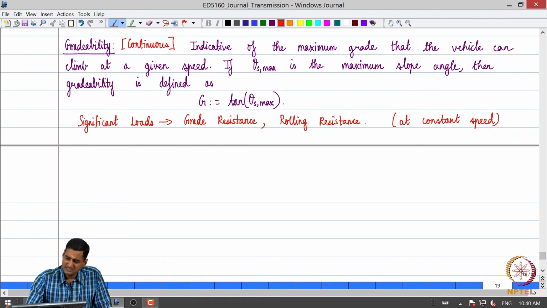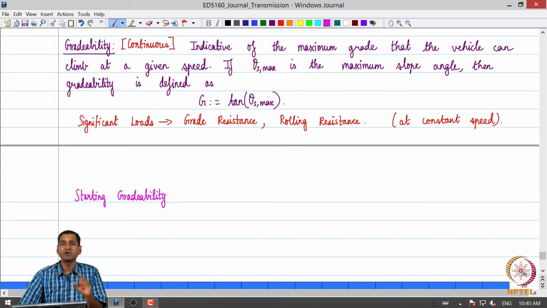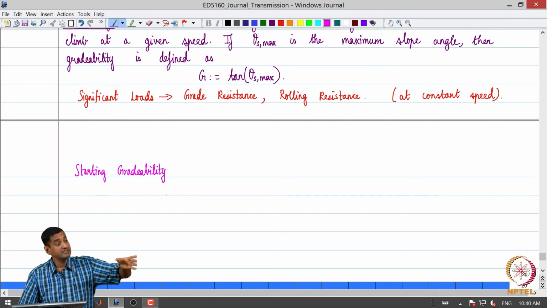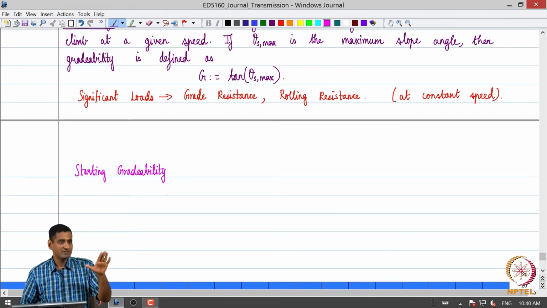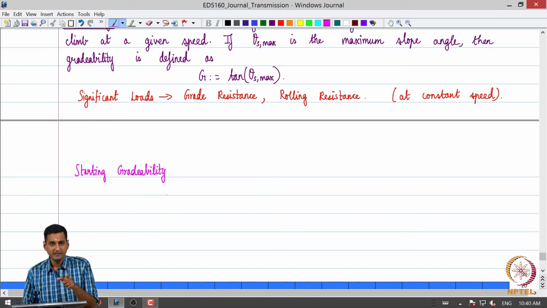So there is something else called starting gradability. So what is starting gradability? Starting gradability, as an aside, is typically where people evaluate the ability of a powertrain to just start moving the vehicle when the vehicle is initially stationary on a grade. So imagine that the vehicle is kept stationary on a grade. The question that we are asking when we are dealing with starting gradability is: what is the capability of the powertrain to just start moving the vehicle up the grade from a stationary position.